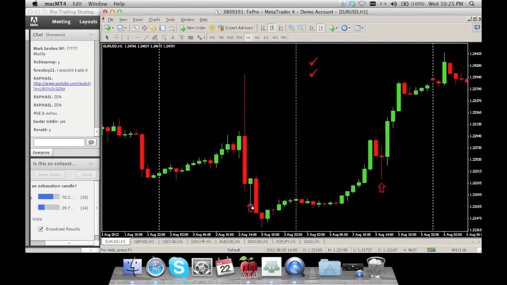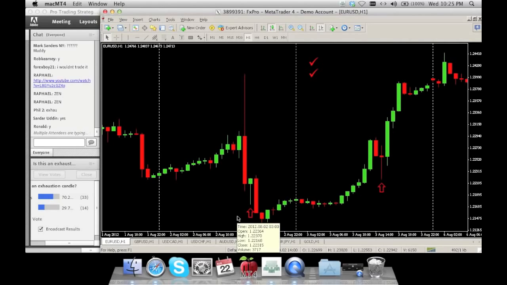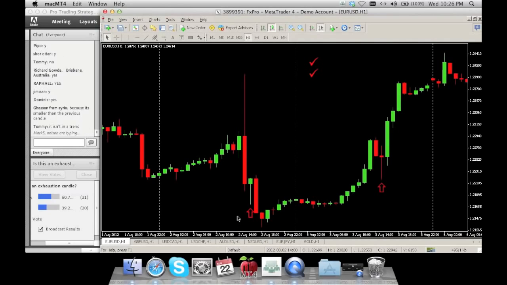Pop quiz. Exhaustion, yes or no? This one. What is the main reason this is not an exhaustion? There you go, Phil. Phil's got it. Smaller than the previous candle. Look at the size of this last sucker here. It's humongous. This little thing has no chance.